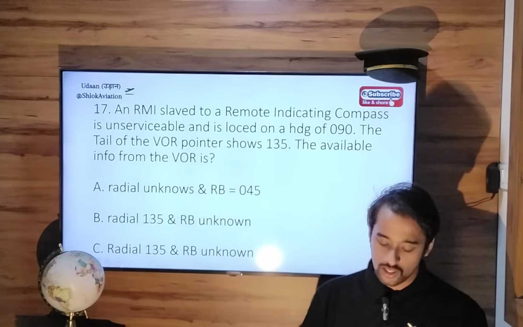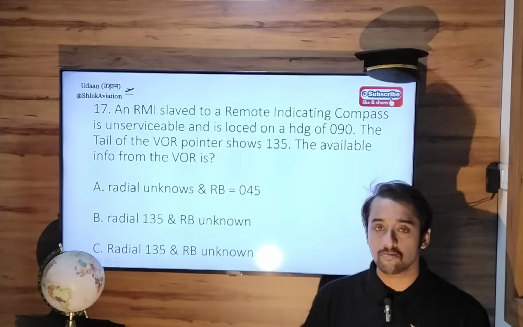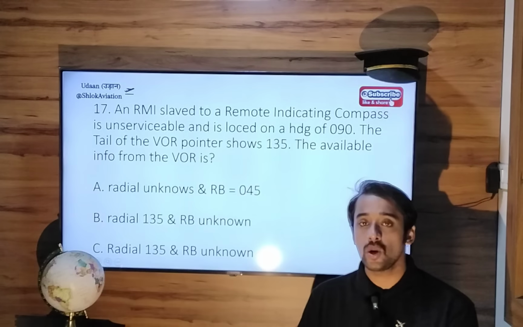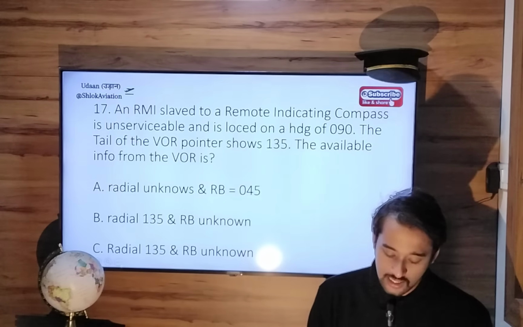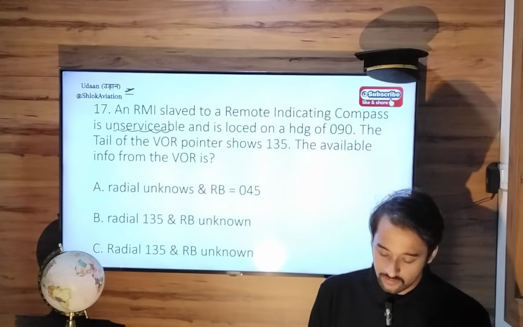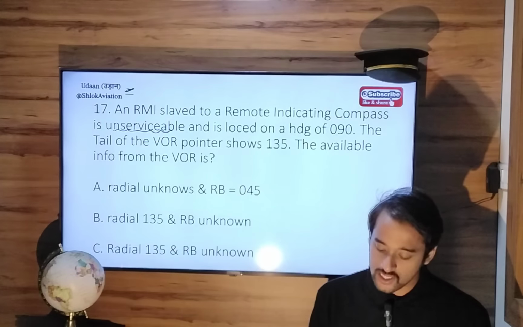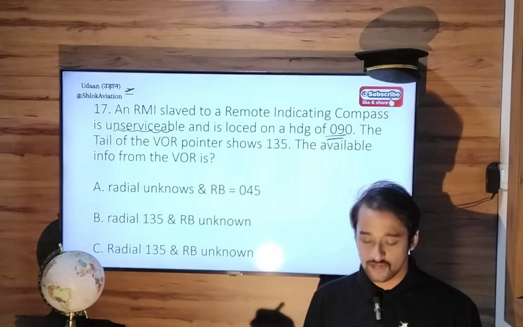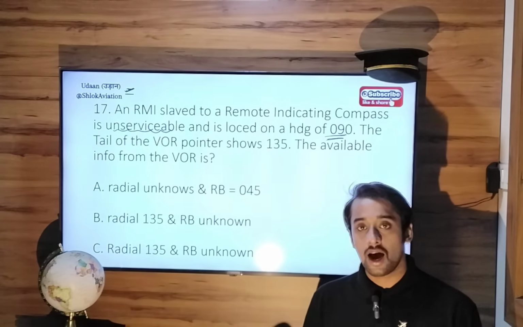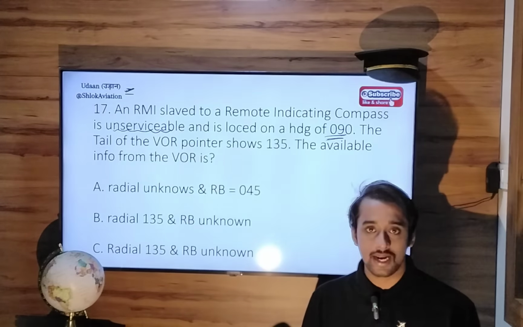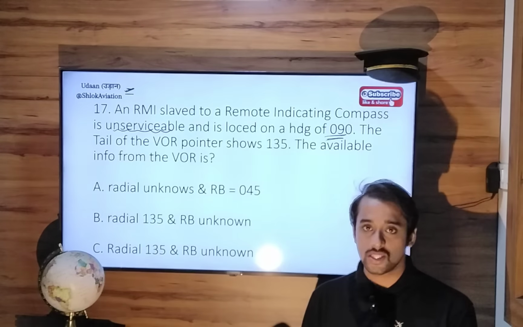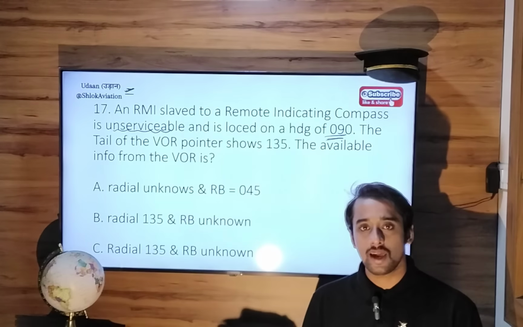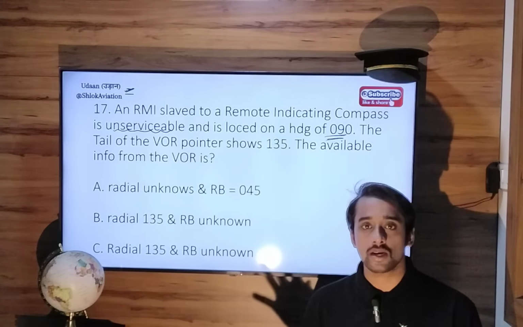An RMI, next question, is slaved to a remote indicating compass that is unserviceable. So this RMI, which is slaved to a magnetic compass, is unserviceable and is locked on a heading of 090. So this magnetic compass to which RMI is connected has become unserviceable, and therefore the RMI, which indicates magnetic heading, has become locked. 090 is what is showing fixed. Aircraft heading is something else, but 090 is what it is locked at.